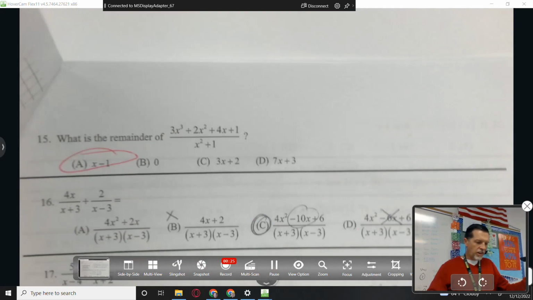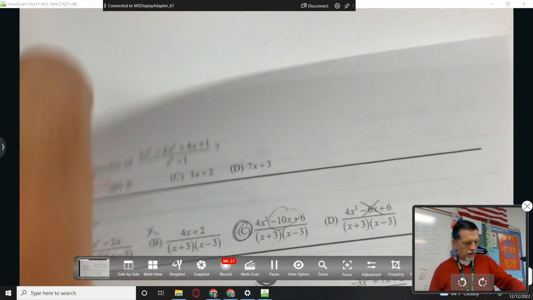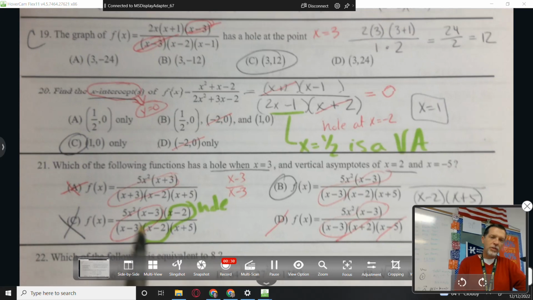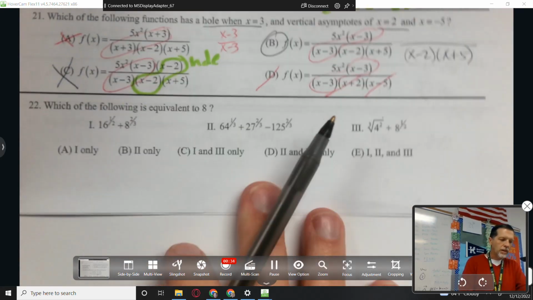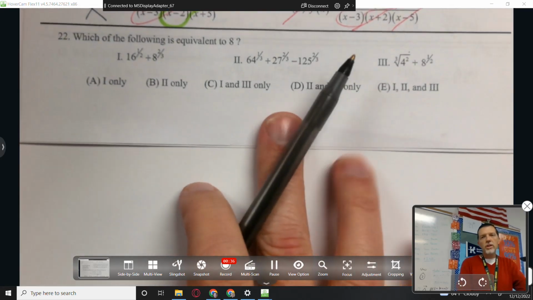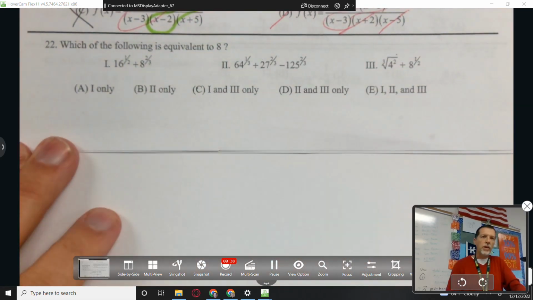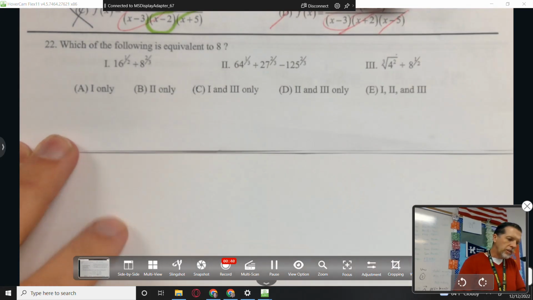Alright, this is the video for 22 to 30. It was going to be 21 to 30, but 21 really went with 19 and 20, so we're going to start at 22 on this video and go through 30. Which of the following is equivalent to 8?